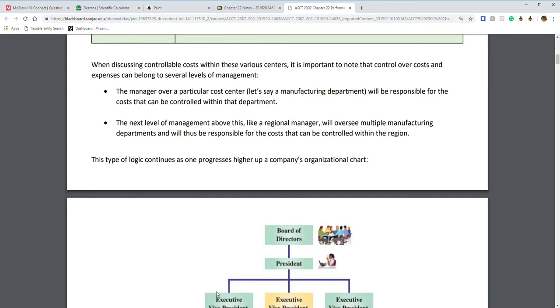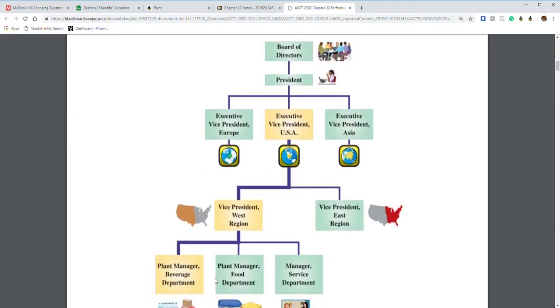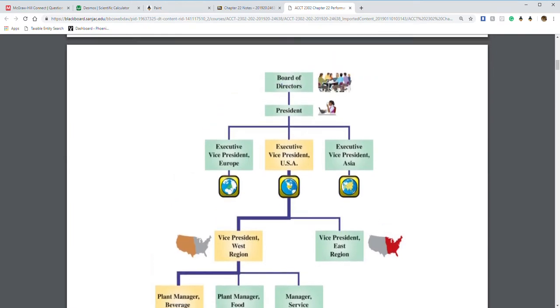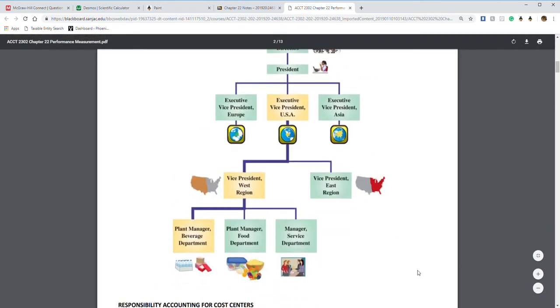So the best way to know this is always go look at an organization chart. Basically, who's responsible for who. If you haven't seen one, here's one. I love graphics, so let's zoom out so you can see the whole graphic.